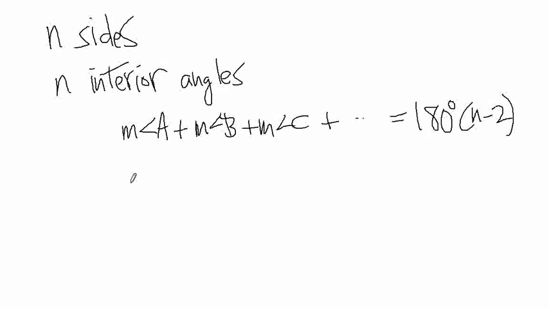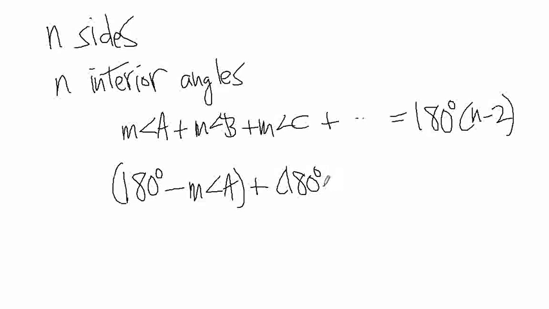So the sum of the measures of all the exterior angles is going to be as follows. The exterior angle adjacent to angle A is going to be 180 degrees minus the measure of angle A. And then the exterior angle adjacent to angle B is going to be 180 degrees minus the measure of angle B, and I keep going on. That's the sum that we are trying to investigate. So how many of those exterior angle measures am I going to have? Well, I'm going to have n of those.